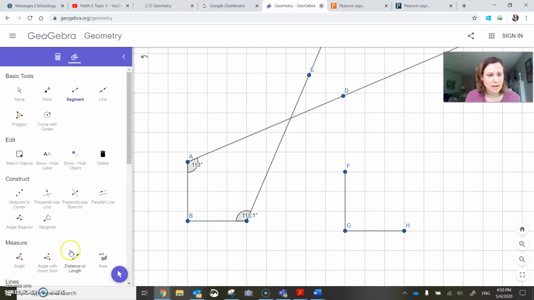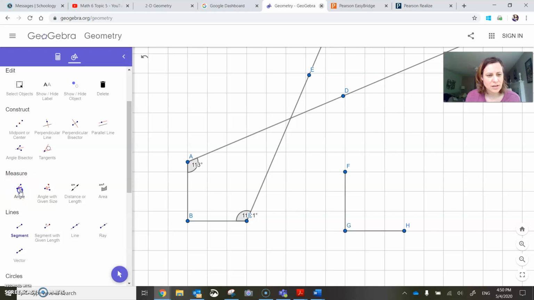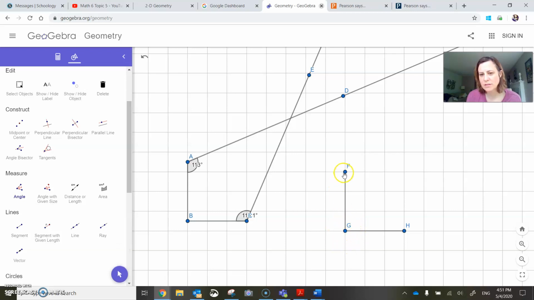I can check that by grabbing onto my measure angle section, pick my 3 points. Remember, since this is the angle we want, the letter G has to be the middle point. So I'm going to choose this point, and this point. And that is actually 90 degrees.